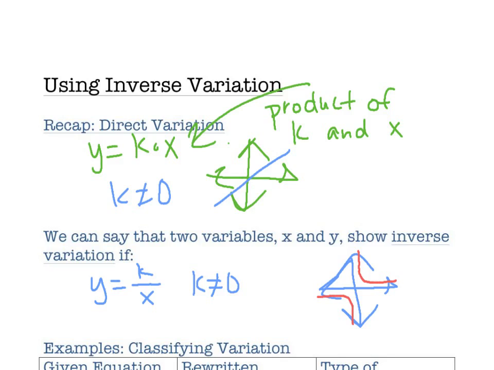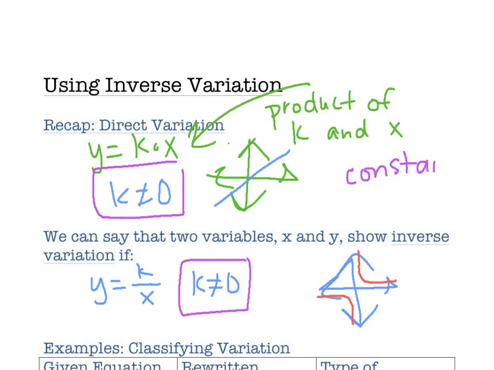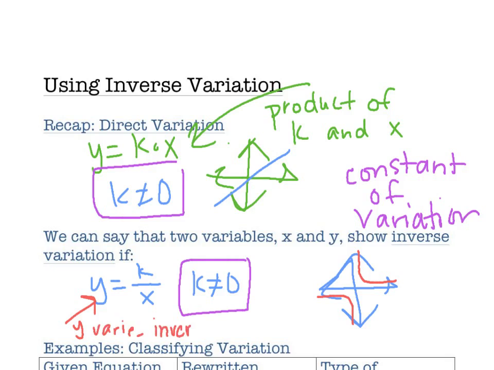One other term in both cases here, this constant k, that is our constant of variation. And in this example, how I correctly say this, the way that it's written, is that y varies inversely with x.